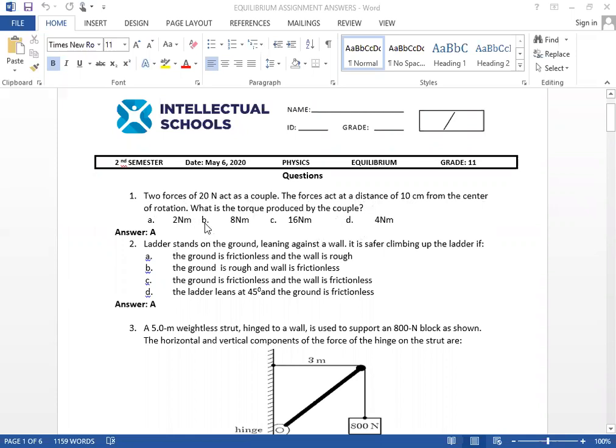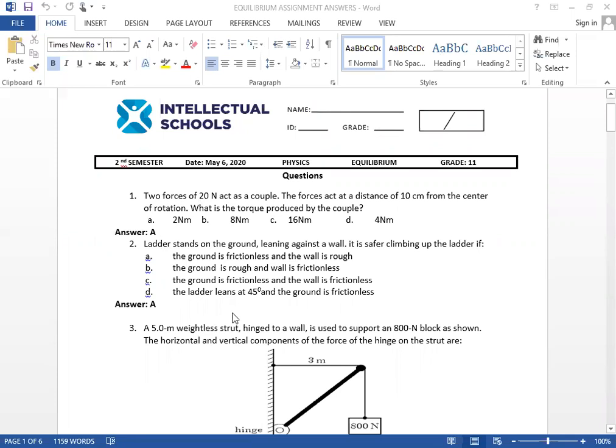So to do such kind of question, you are just going to multiply force times distance. Okay. Force times distance. 20 times. You have to convert your distance to meter. Why? Because SI unit of torque is Newton meter, so you have to convert the centimeter into meter, which is going to be 0.1 meter. So when you multiply 20 times 0.1, you are going to get 2 Newton meter as our torque. Okay, this is the first question.